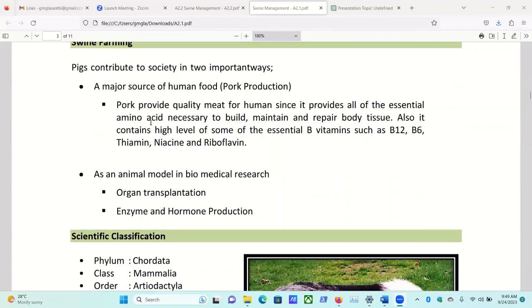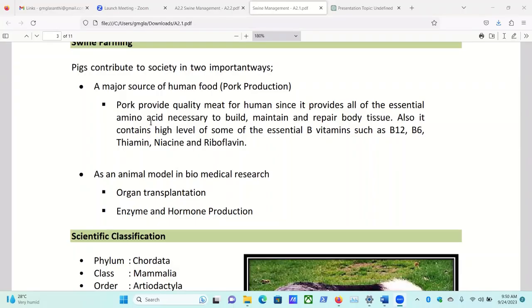So first, we'll move to the introduction part. That means, what is the importance? That means, what are the things we are getting from rearing swine? The major one is pork. Pork means the flesh of the pig, and it is rich in vitamin B, such as B12, B6, thiamine, niacin, and riboflavin. At the same time, it is somewhat cheap when we compare it with beef and mutton in Sri Lanka. Pork is cheaper than that.